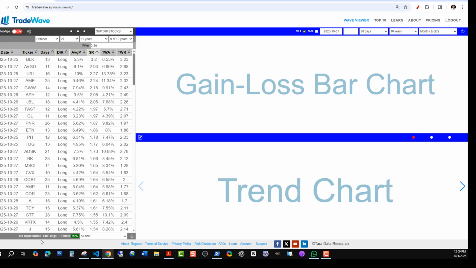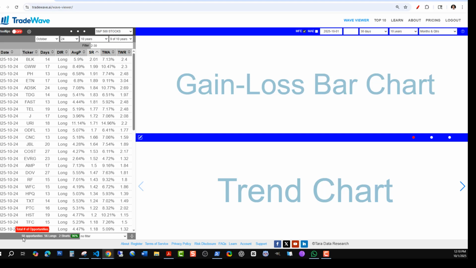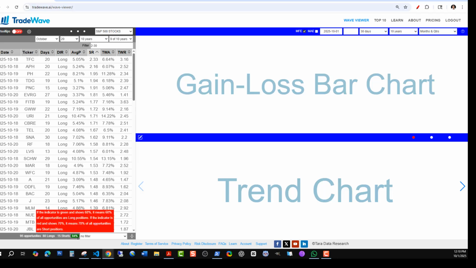And these are the exact times. How about the day before that? It's the same. Ooh, when I go to October 24, the number drops to 58 opportunities, substantially less. However, the majority are still long. I just want to take a look at the 20th also. Still bigger. 95 opportunities, 84% long, and there are only 15 shorts.